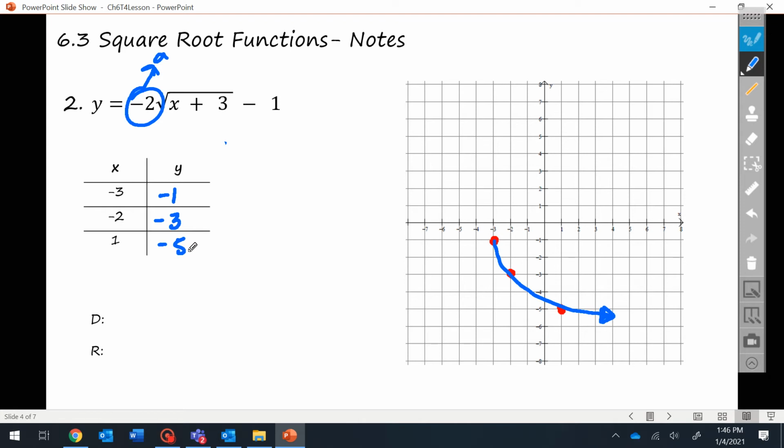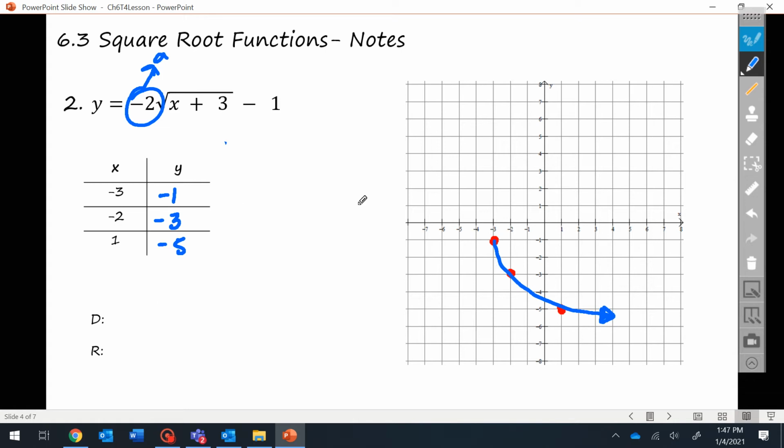Alright, now the domain is going to be a little bit different here because the lower bound, there is no lower bound on this one because it's been flipped over. There's only an upper bound. Sorry, that's not the domain, I'm talking about the range. The domain, there is still a lower bound here, because it starts at -3. Sorry, I keep saying range and domain. Let's start with the domain.